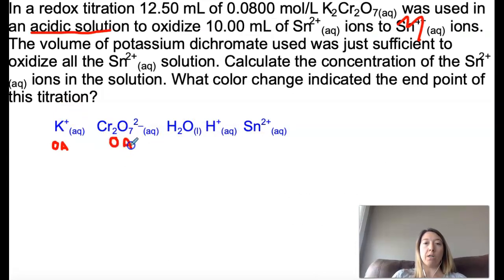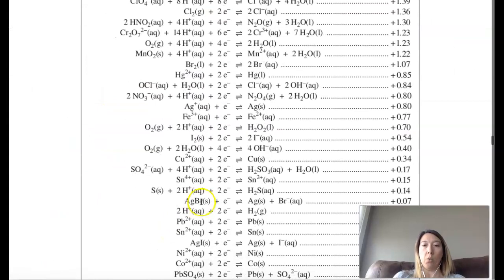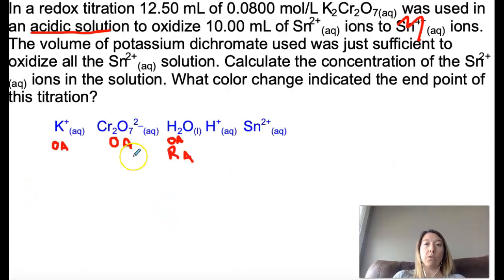Okay, then we have water. We've talked about water before. We've said water could either be an OA or it could be an RA. Okay, then we have hydrogen ions. So although it was in the half reaction involving the dichromate, it's also in this table on its own, right here, kind of in the middle of your page, and it's also over on the OA side.